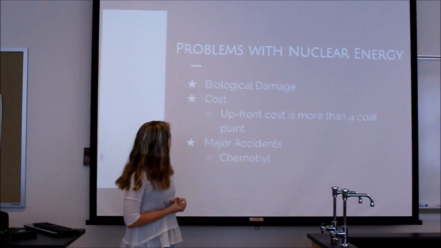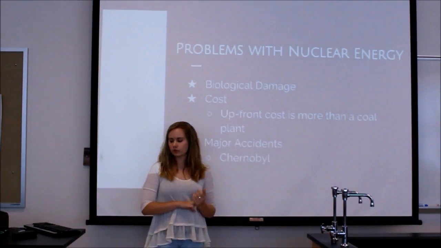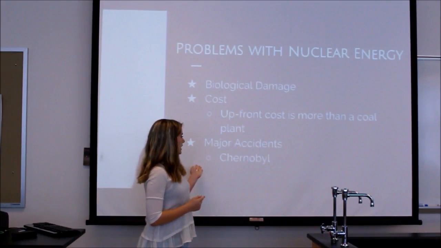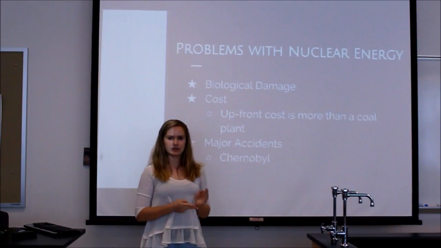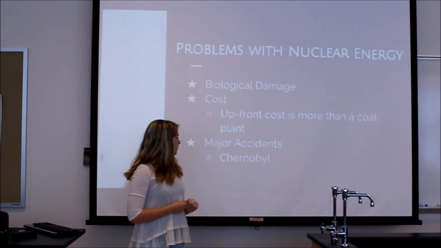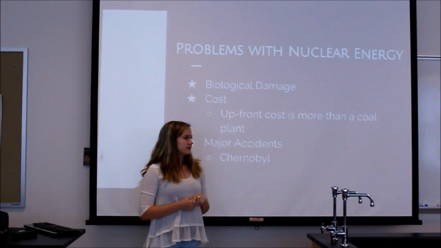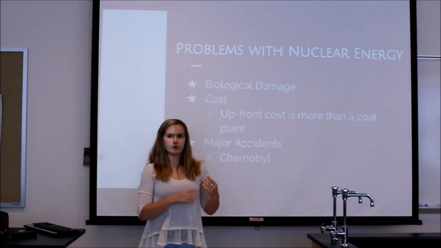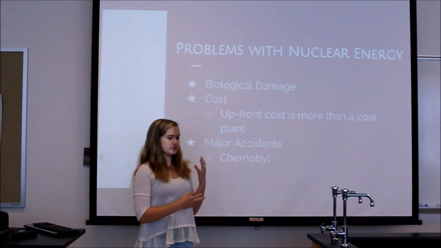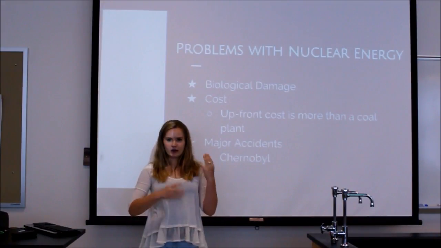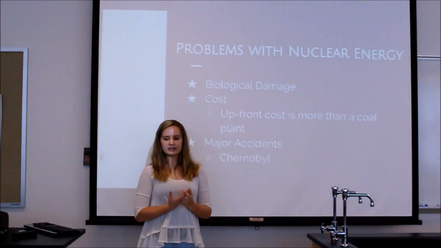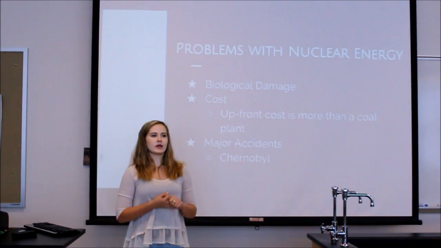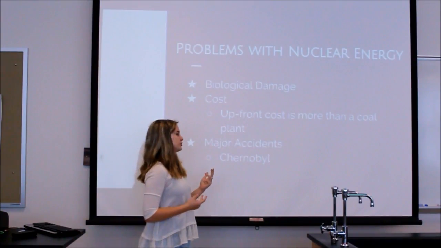Okay, so the third problem is major accidents. There have been 3 commercial accidents with these power plants, and one is the Chernobyl accident, which happened in the Soviet Union in 1986. What happened was there was a flaw in the design of the nuclear reactor, and they had people who were not trained very well, and a steam explosion happened, and the fire started burning, and it lasted for about 9 days. With that, it brought a whole lot of radiation and a whole lot of cancer cases, and the cases are still being worked on today.